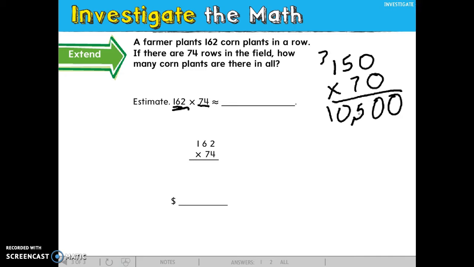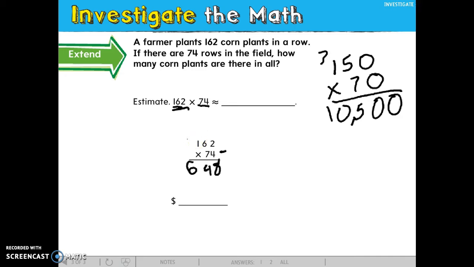All right, now it's time to actually multiply. We're going to start in the ones place. 4 times 2 is 8. 6 times 4 is 24. 4, carry your 2. 4 times 1 is 4, plus 2 is 6. So we have 648.